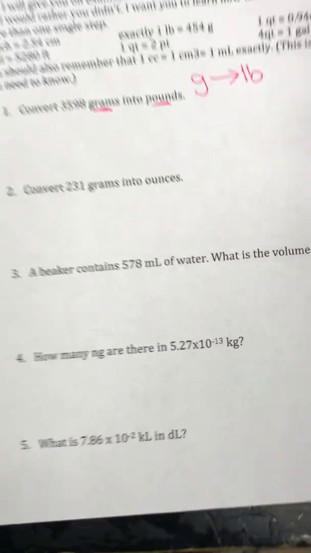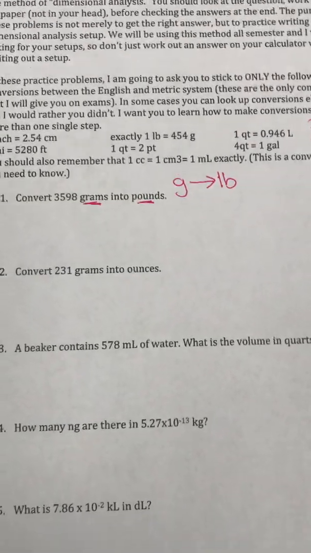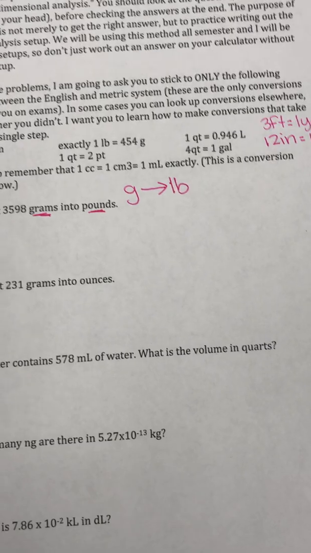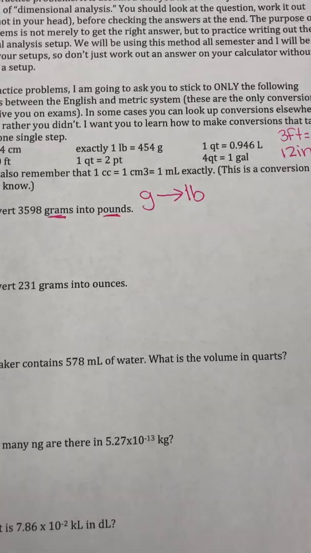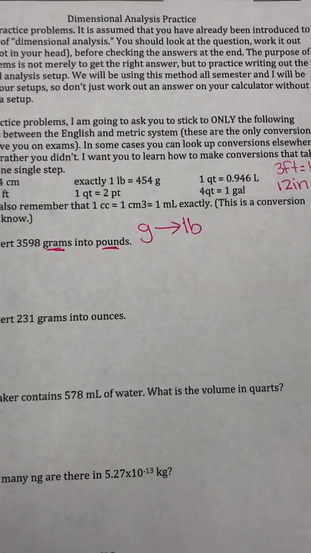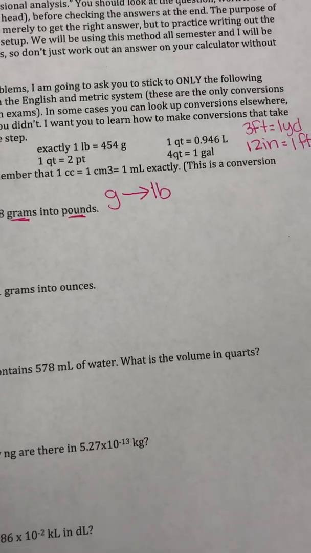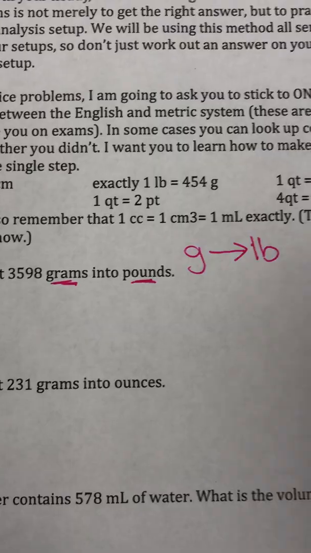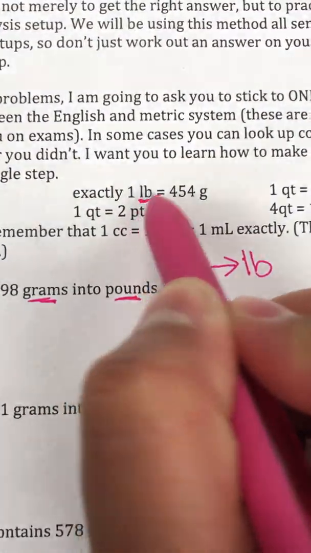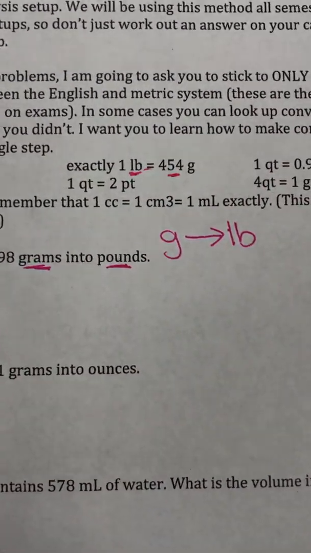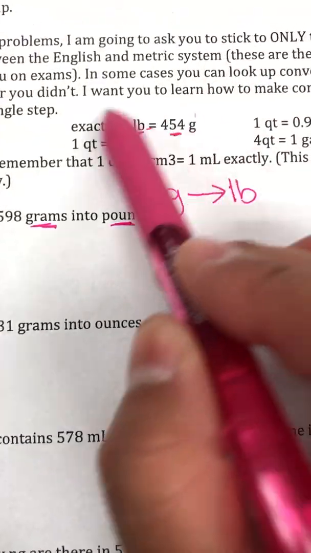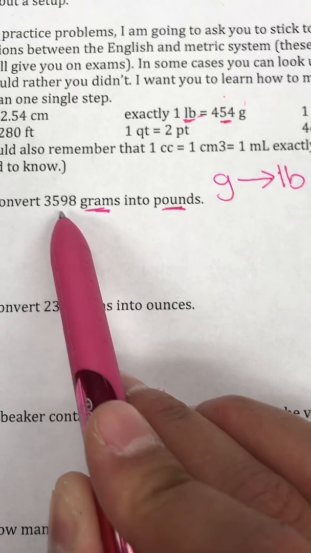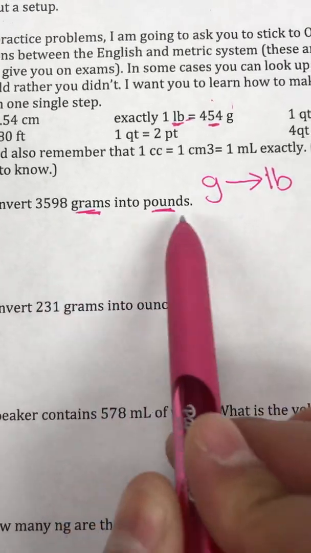Now this would be really easy if everything equaled 1 to 1. So if I said 1 gram equals 1 pound, that would be great. But unfortunately, in the world of units, every unit has a different distinction, a different value to it. So we need to have some conversion factors. If I look at my table, I see here that 1 pound equals 454 grams. So I can use this conversion to go from 3,598 grams into pounds.